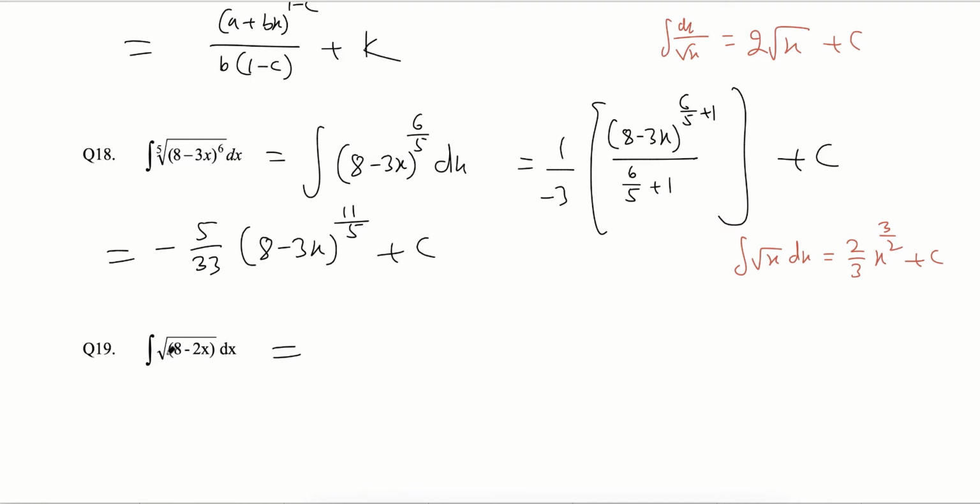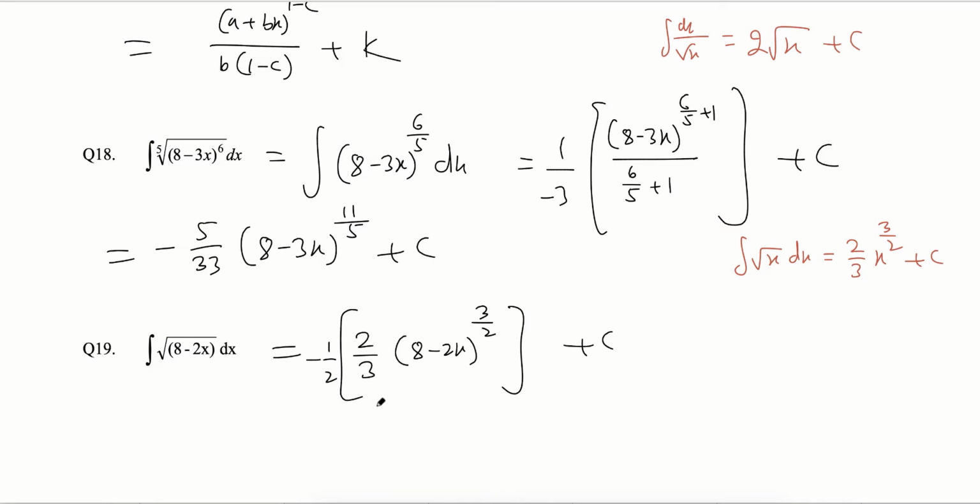So I will say root x formula I will apply. So I will say 2 by 3 x power... what is the x here? 8 minus 2x, raised power 3 by 2. And the whole I will divide by the coefficient of x, that is minus 1 by 2, plus c.